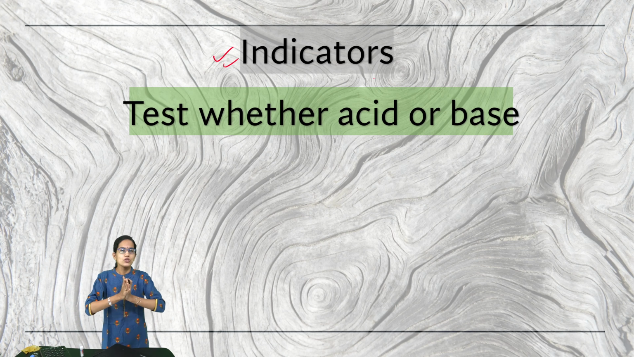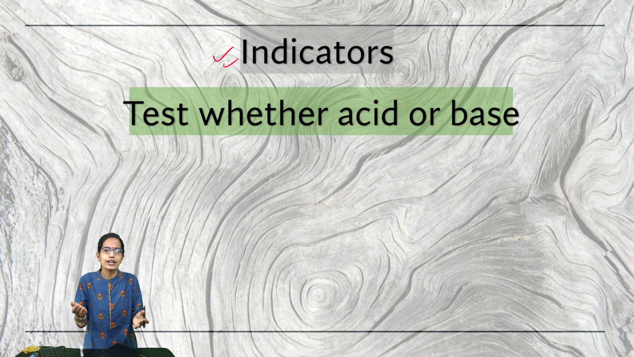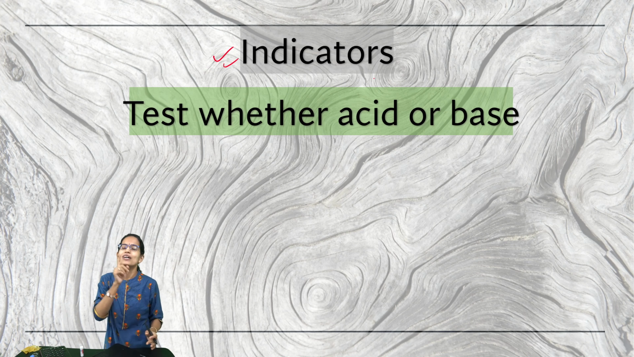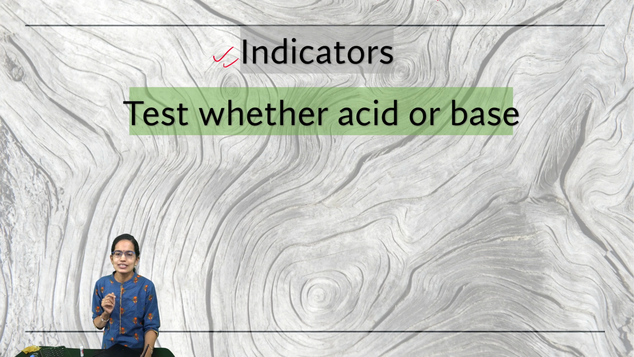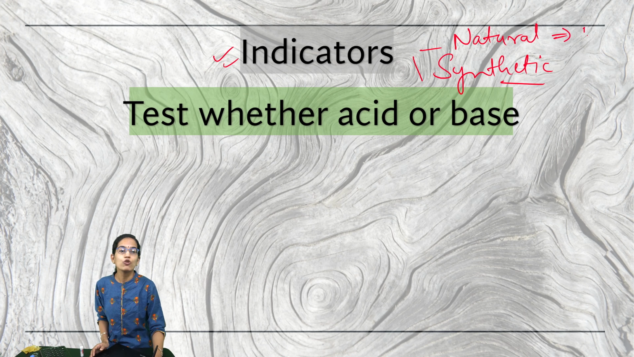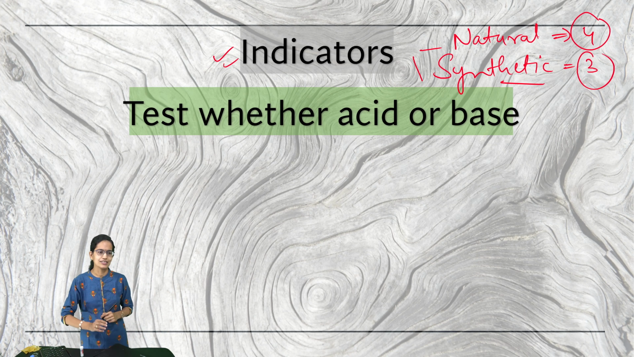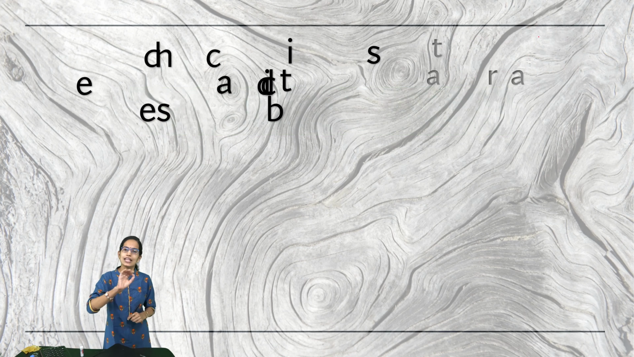Now, there can be numerous indicators. It's not required that you have to be in a chemistry lab to understand whether the solution is acidic or basic in nature. You can try it at your very home itself. Now, we would understand indicators in two ways. Indicators can either be natural or they can be synthetic in nature. Today, we would understand examples of 4 natural indicators and 3 synthetic indicators. So, let's begin with the natural indicators.